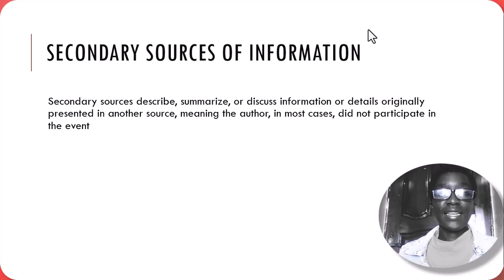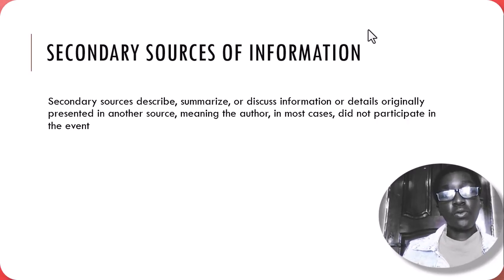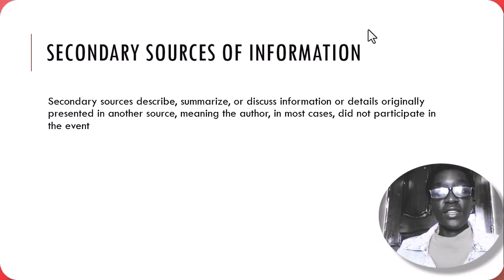So let's look at the second type of information sources. We have the secondary information sources. Secondary information sources describe, summarize, or discuss information or details originally presented in another source, meaning the author in most cases did not participate in the event. This type of source is written for a broad audience and will include definitions of specific terms, history relating to a specific topic, and even summaries of major studies as related to the topic.